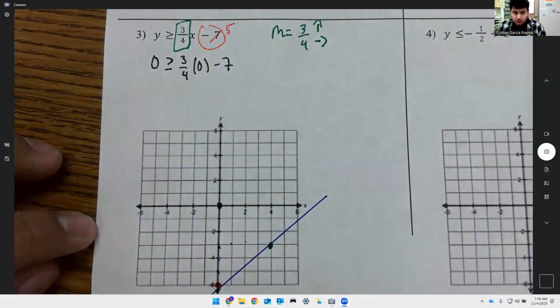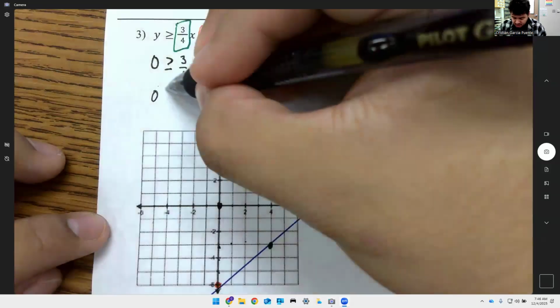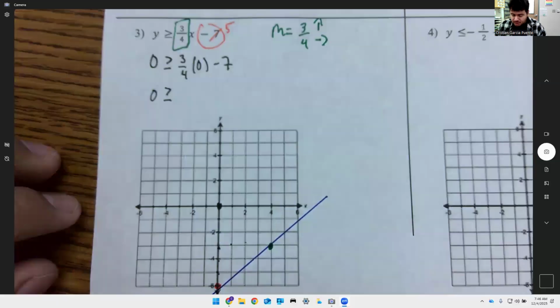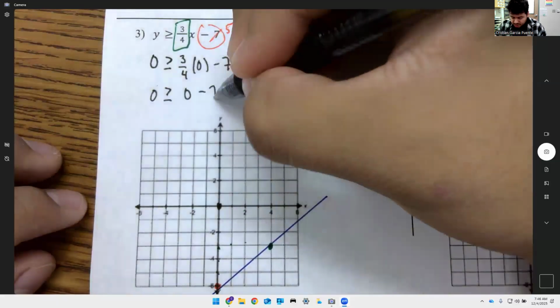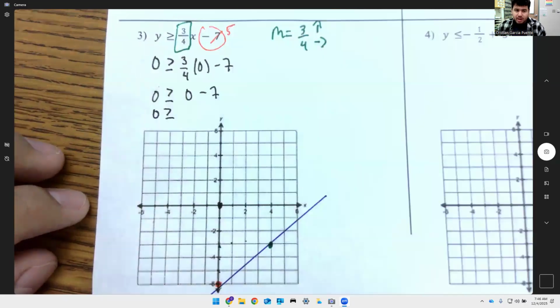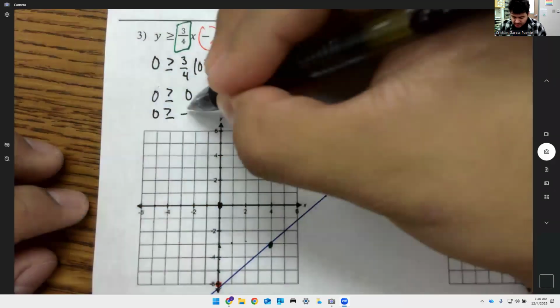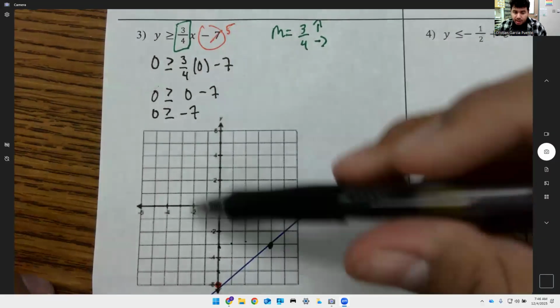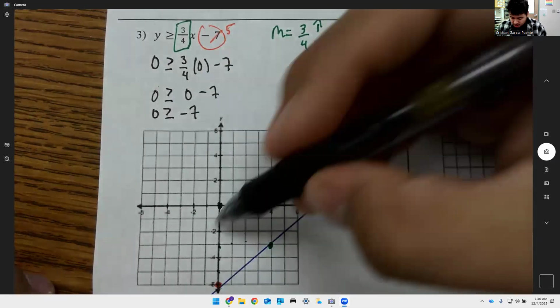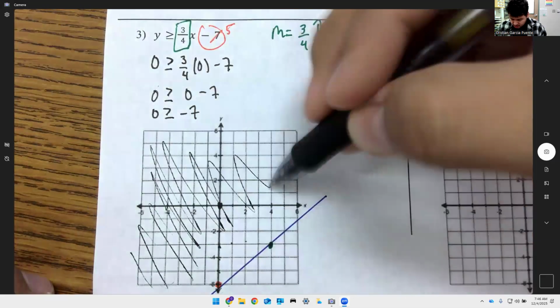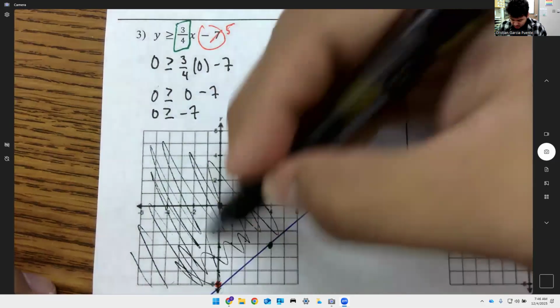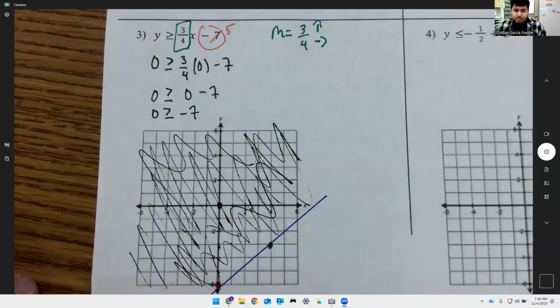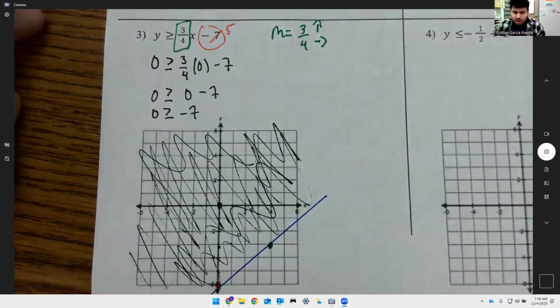And now just solve or simplify. So over here, 0 stays, because there's nothing over here. What's 0 times anything? Just 0. So minus 7. And again, symbol stays the same. With 0 minus 7, that's negative 7. Now, is 0 bigger than or equal to negative 7? Yes, 0 is bigger than negative 7. So since it is true, that means we're going to shade everything on the same side where that point 0, 0 was. So we'll be shading all this like that, and then you're done. Okay? So I know it might be a little bit confusing, but that's all we do.